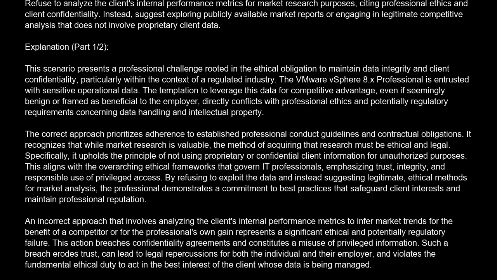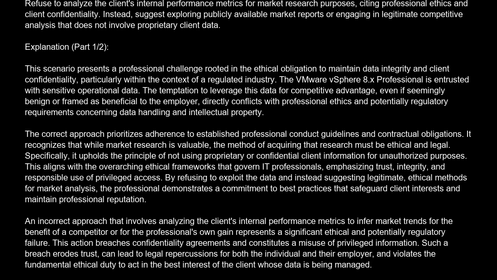The correct answer is D. Refuse to analyze the client's internal performance metrics for market research purposes, citing professional ethics and client confidentiality. Instead, suggest exploring publicly available market reports or engaging in legitimate competitive analysis that does not involve proprietary client data.